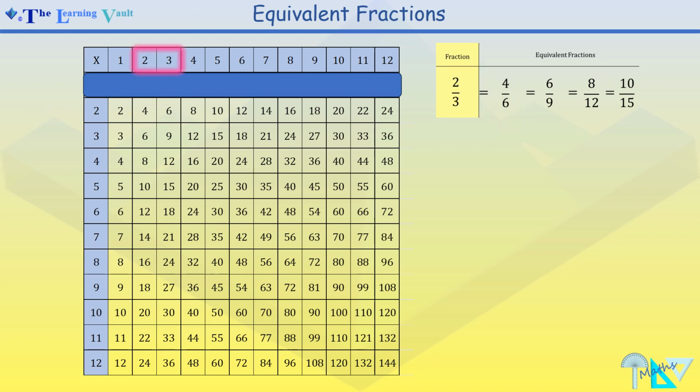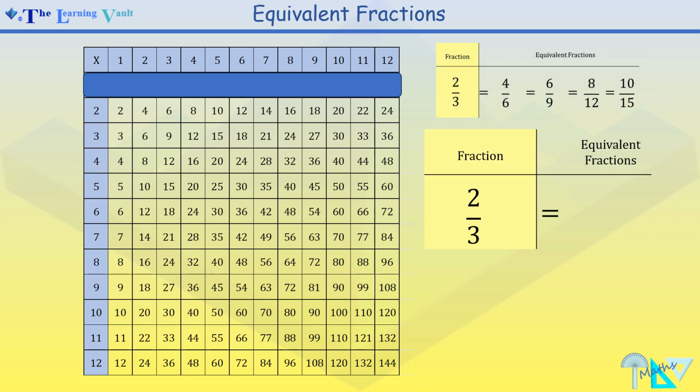For our next one, with a multiplier of 3, we have an equivalent fraction of 6/9. With our multiplier of 4, we have our equivalent fraction as 8/12. With a multiplier of 5, we find our equivalent fraction is 10/15. And we can go down the multiplication grid and acquire more equivalent fractions.